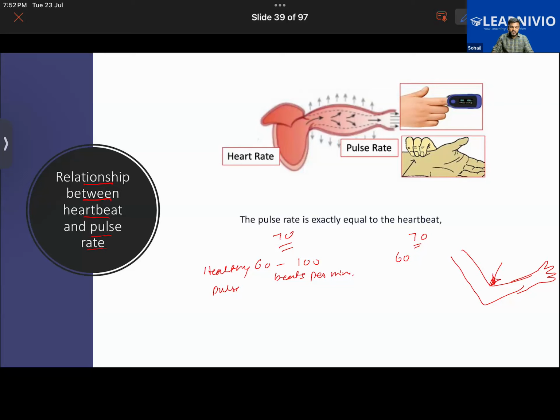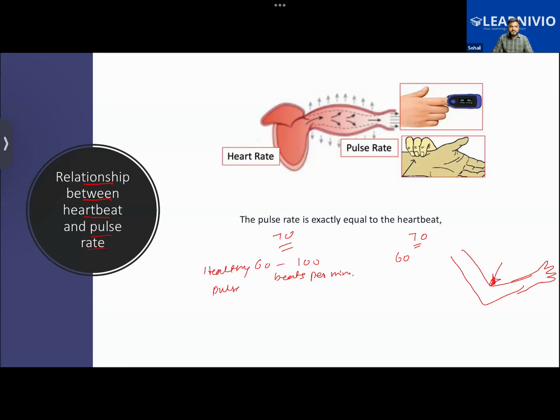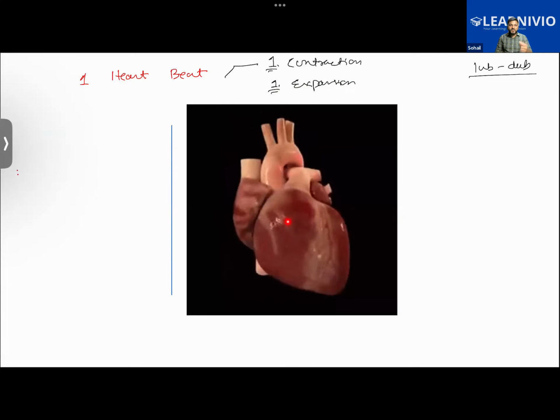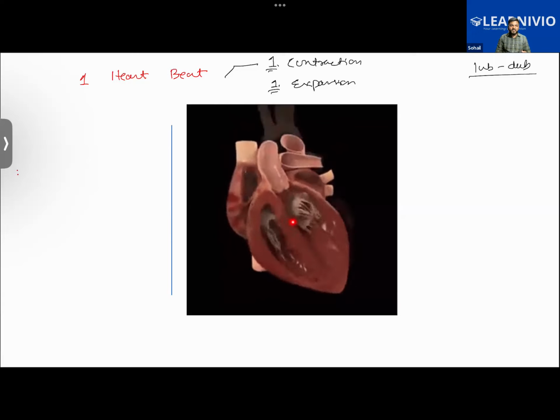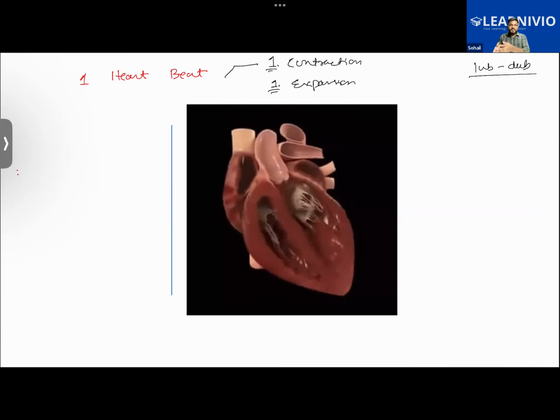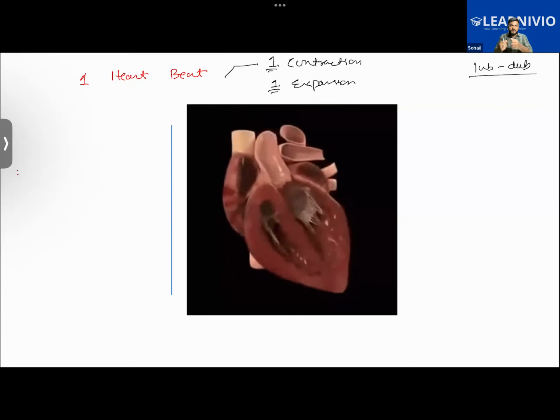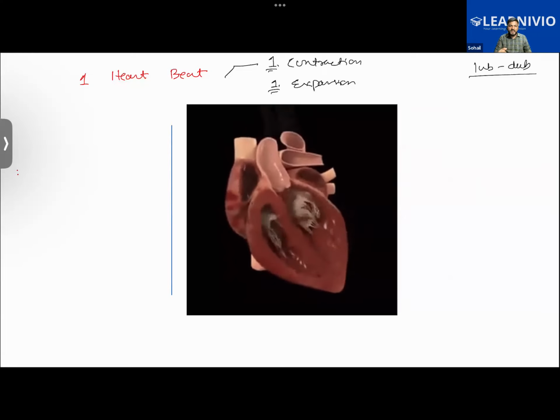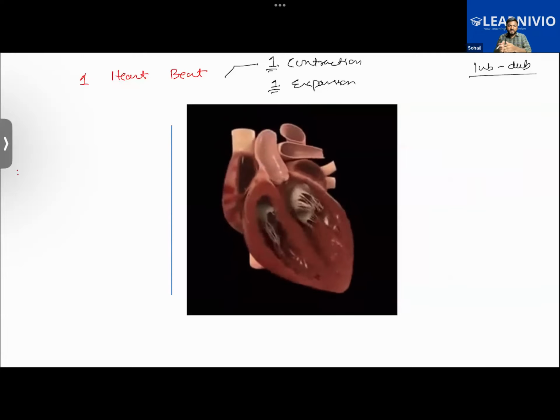Furthermore, we have learned that there's a close relationship between the pulse rate and the heartbeat. Both of them would usually be the same. And we have learned that the heartbeat is simply the contraction and relaxation of the muscles, as you can see here. This is the heartbeat, the contraction and expansion of the heart. Each heartbeat will cause an increase in the blood pressure in the arteries. As the heart contracts and expands, that increases the blood pressure in the arteries.